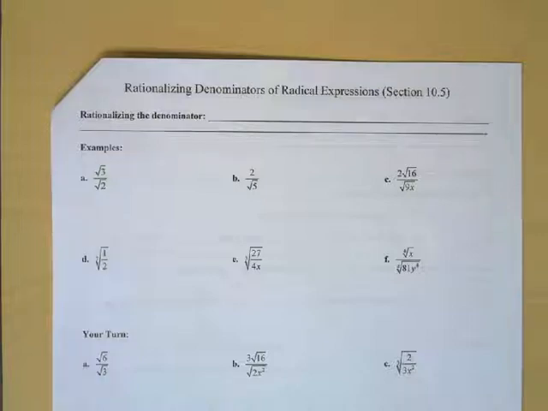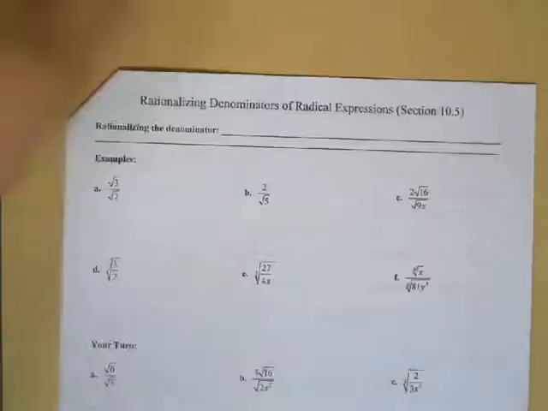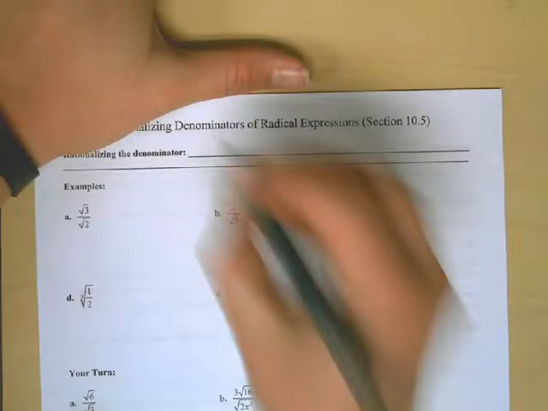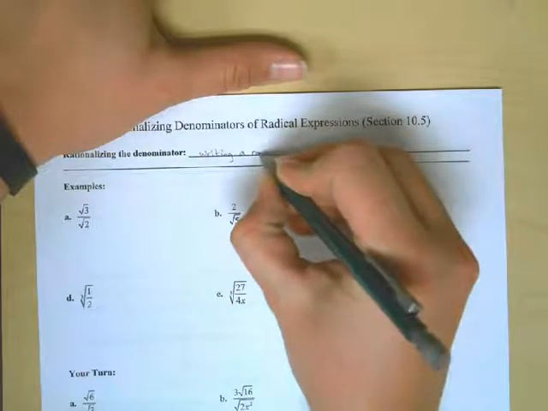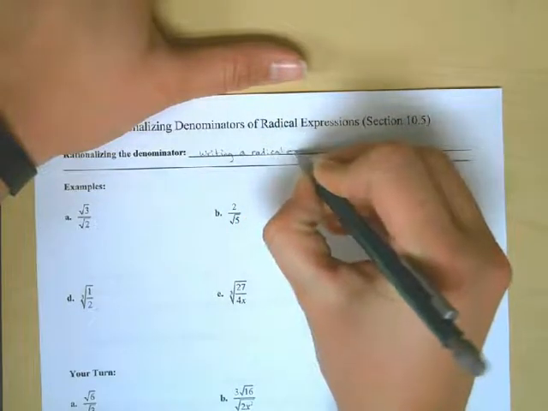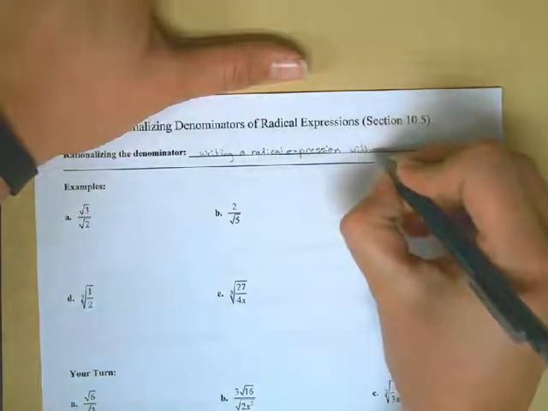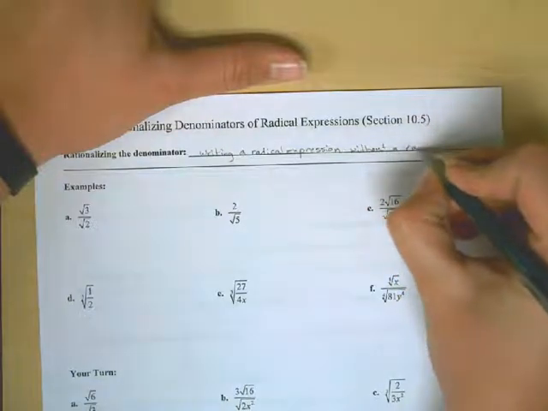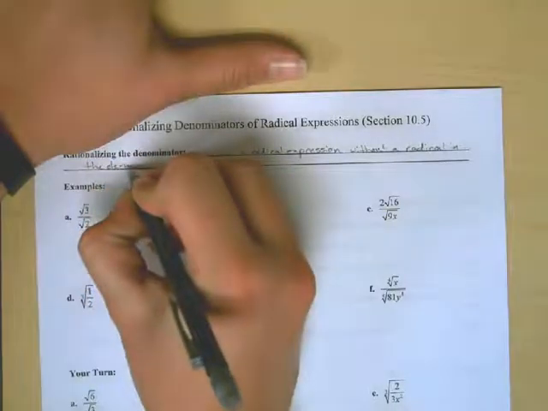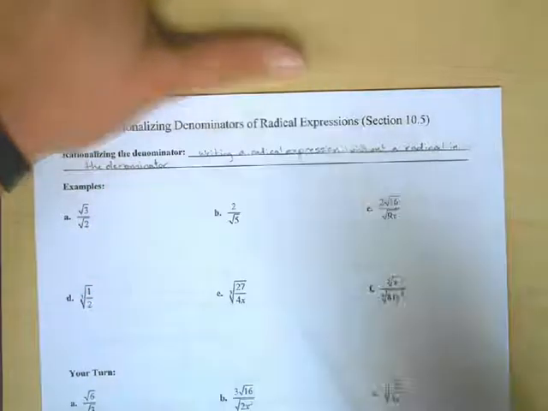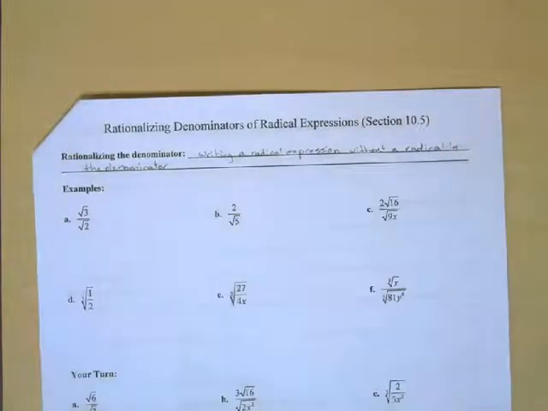Okay, so rationalizing denominators is the first part of part 2, radicals. When we're talking about rationalizing denominators, it just means writing a radical expression without a radical in the denominator. If you have a radical in the denominator, this is not proper mathematics. Proper mathematics says that we aren't supposed to have radicals down in the denominator. So we want to be able to get rid of those.